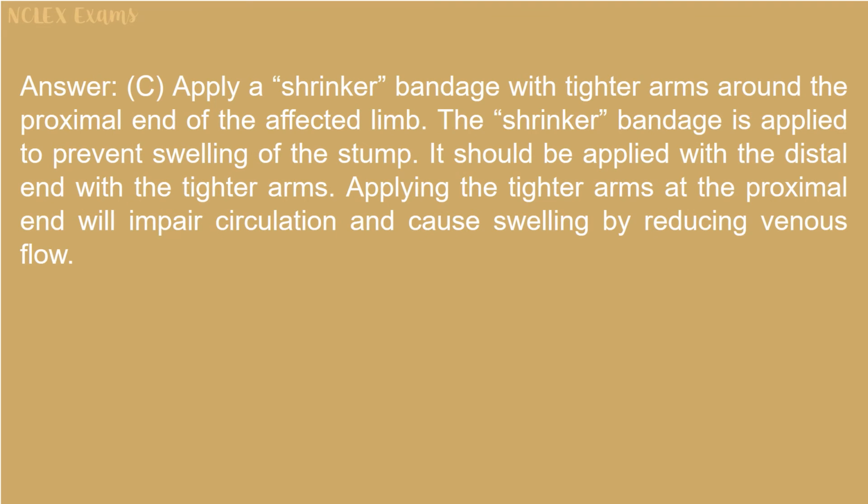Answer: C. Apply a shrinker bandage with tighter arms around the proximal end of the affected limb. The shrinker bandage is applied to prevent swelling of the stump. It should be applied with the distal end with the tighter arms. Applying the tighter arms at the proximal end will impair circulation and cause swelling by reducing venous flow.